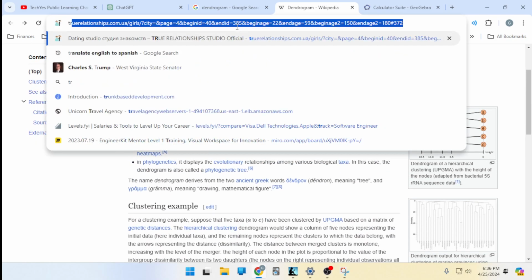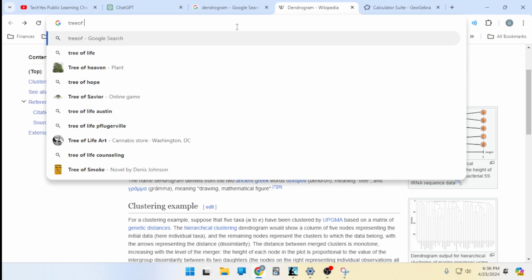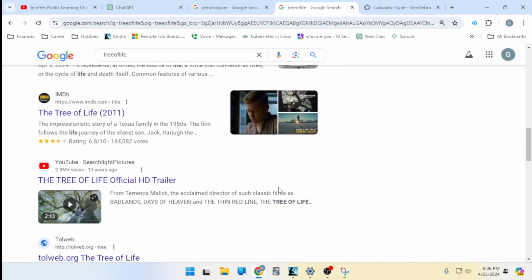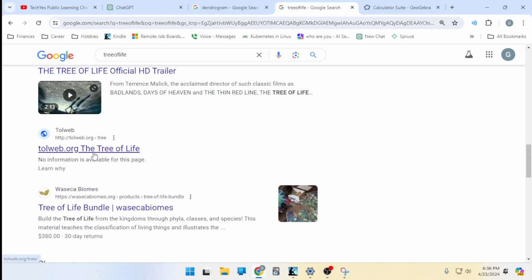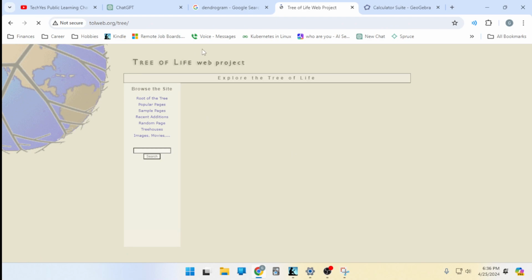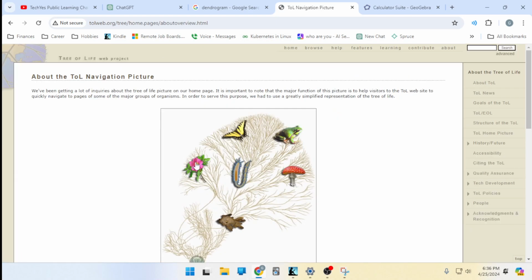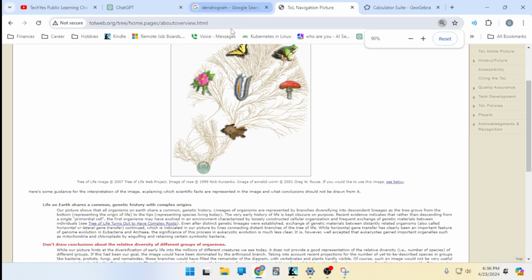Yeah, there's a really cool dendrogram. I thought it was called the Tree of Life. Uh, yeah, it's like this, but it's cooler.